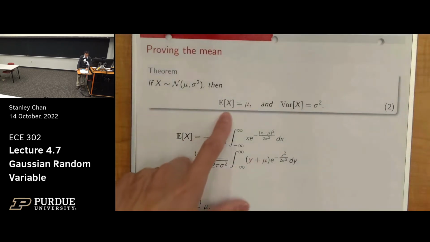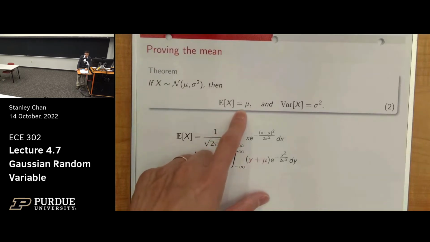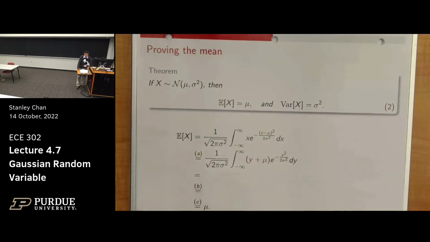So let's look at the mean. The mean, which is the expected value of x, I can show that it is this parameter mu. So how do we do that?